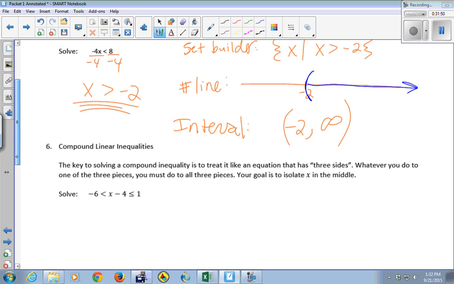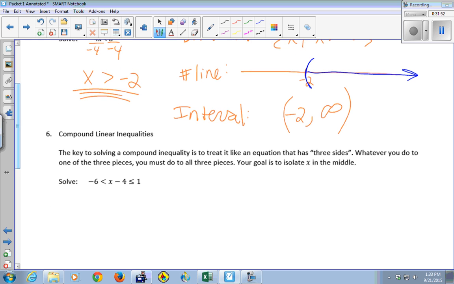All right, now a compound inequality is to treat it like an equation that has 3 sides. Okay, so whatever you do to one of the 3 pieces, you have to do to all 3 pieces. Your goal is to isolate the x in the middle of the sandwich. Okay, so if I want to isolate the x in the middle here, what do I have to do? Add 4. And I'm going to add 4 to all 3 sides.